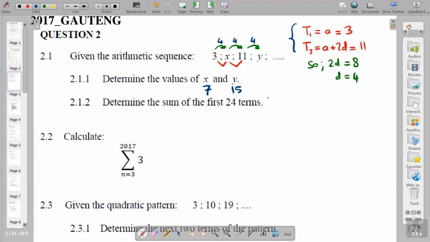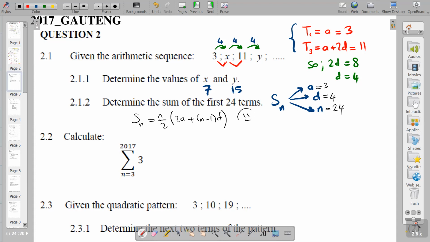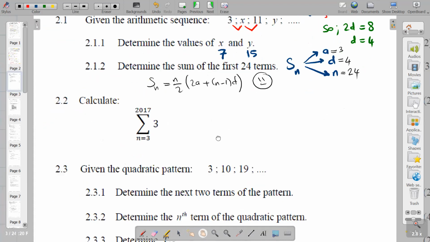And sum of first 24 terms, it is the Sn formula. And in the Sn formula with arithmetic sequence, I must know what is A, what is D, and what is N. As long as we know all these three, then we can just solve the question. A is the first term. In this case, it is 3. D is the difference. In this case, it is 4. And N is number of terms, which is already given, 24. So we will just plug into the formula and get the answer. Let me write the formula. It's basically just substitute the values into the formula, and then you can smile. That's it.